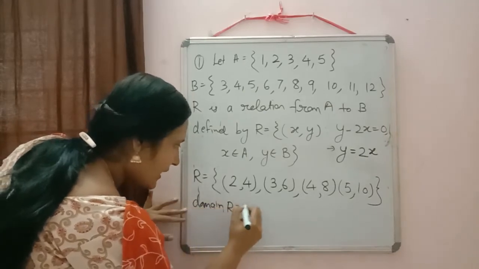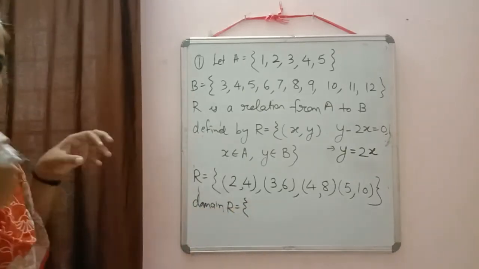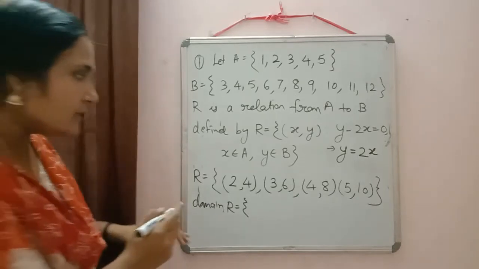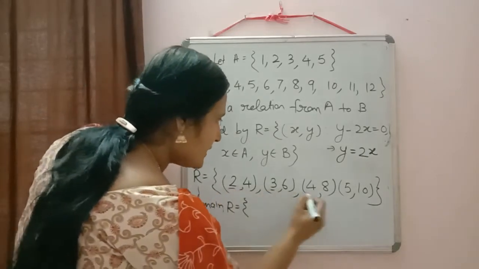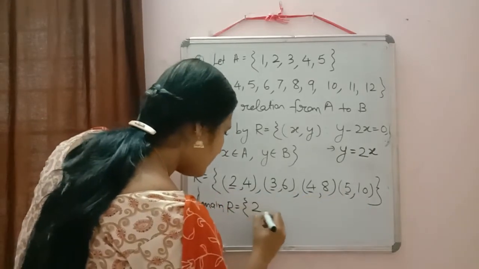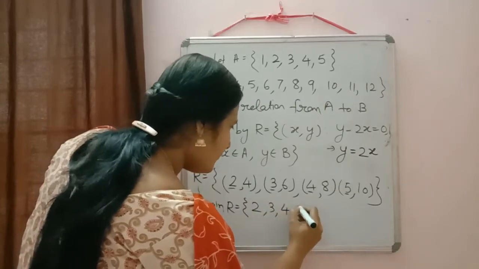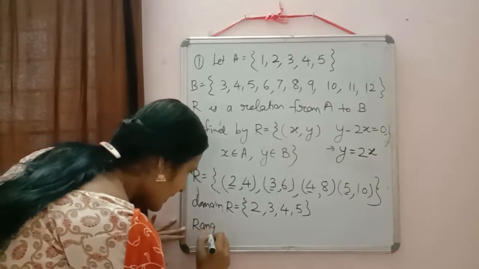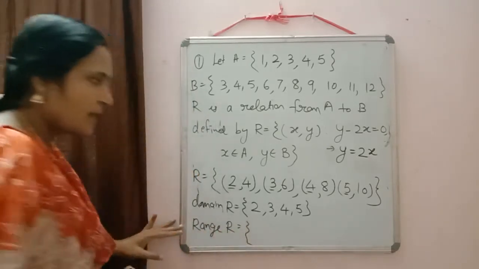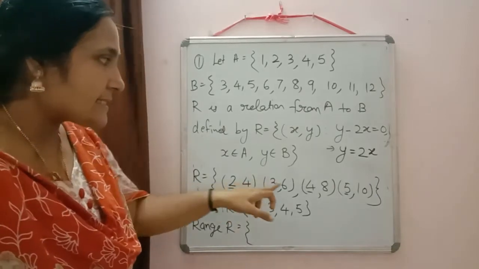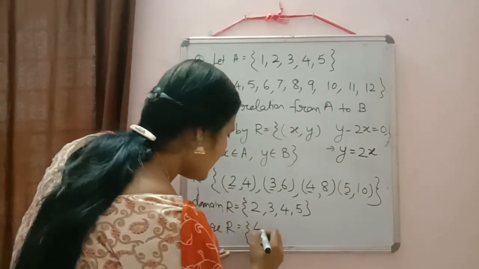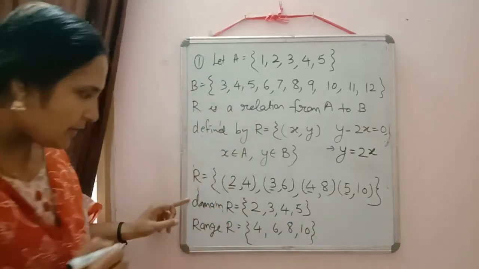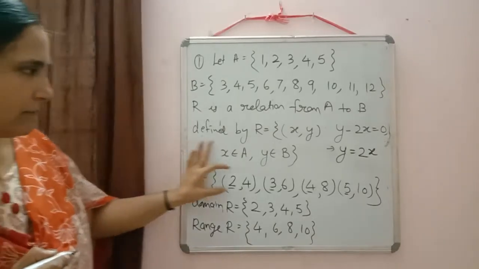Domain of R, as according to the definition we wrote there. Domain means it is the set of all first elements. So the first elements here are 2, 3, 4, 5. So that will be the domain. 2, 3, 4, 5. In the same way, now what will we write? Range. Range of R is the collection of all second elements in the ordered pairs. So that will be equal to 4, 6, 8, 10.